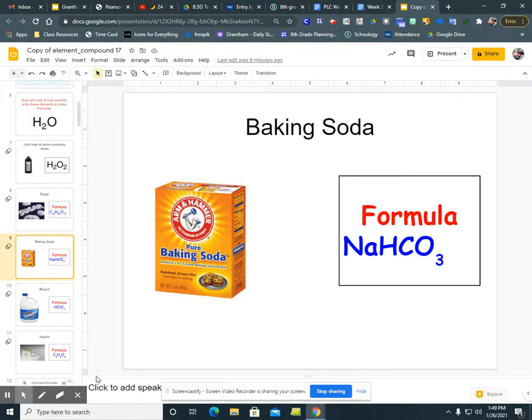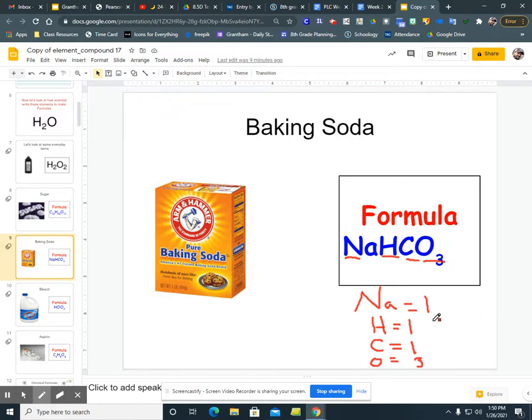Baking soda. I want to take a moment and look at this one. Again, we have 1, 2, 3, 4 capital letters, so we have 4 elements total. That N and A goes together. If there's a lowercase letter, it belongs to a capital. So if we look at this, Na, sodium, does not have a subscript, so it's a 1. Neither does hydrogen. It's a 1. Carbon, 1. Oxygen has 3.